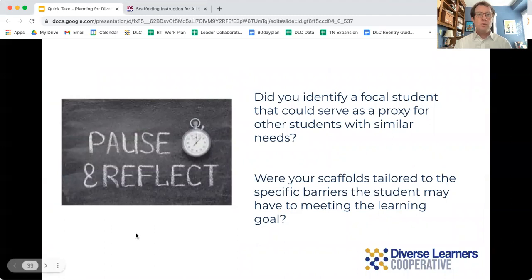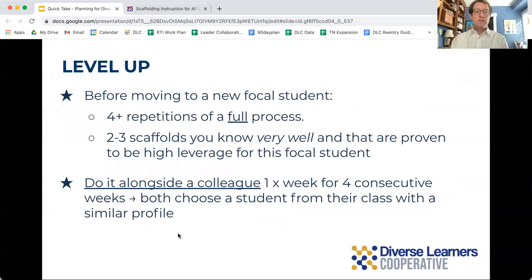So, quick tips as we wrap up here. Ask yourself, did you identify a focal student that could serve as a proxy for other students with similar needs? You would pick a student that isn't so much an outlier that there are no other students in the class like him or her. You would pick a student that can be a proxy, because there are other students in the room with similar needs. And then, were your scaffolds tailored to the specific barriers for that learning goal? These are just questions to consider as you implement this process.